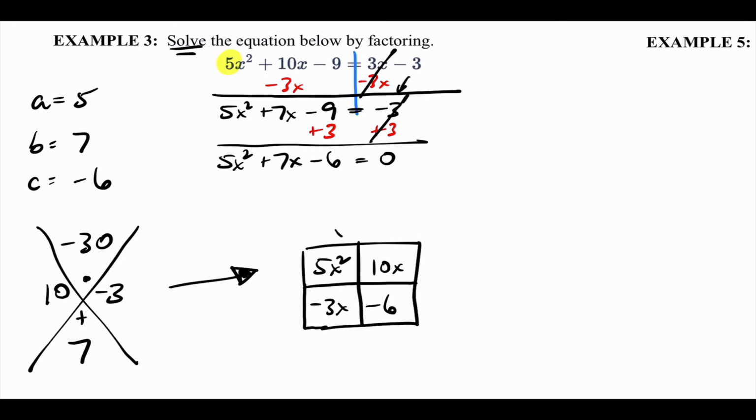Now I know it's got to be an x times an x because it's x squared, right? I know it has to be x times x, but now it's 5 times 1. So my question is, which one's going to be a 5, the left or the top? Which one's going to be a 5 and which one's going to be a 1? Because I can go 5 times 1 or I can go 1 times 5. I have that option.